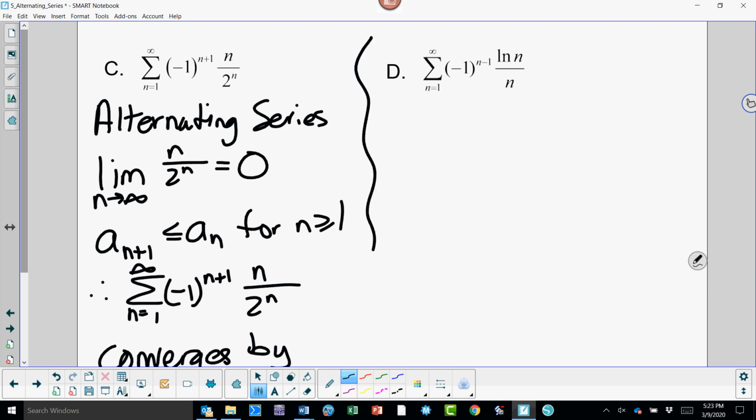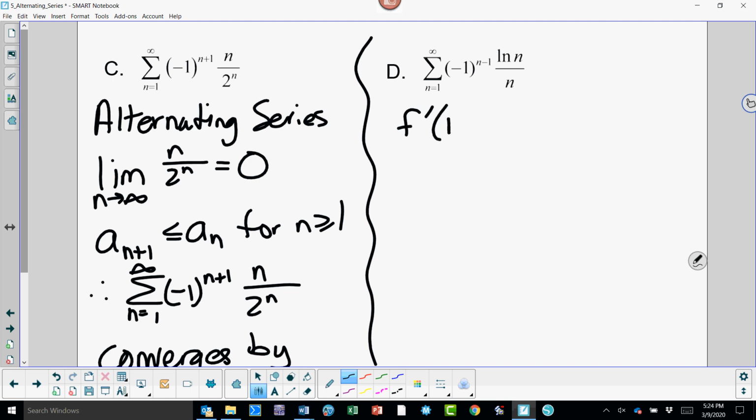Okay, so now let's look at one where it's a little bit harder to prove this is decreasing, okay? Because the other ones were pretty clear. The bottom was way bigger than the top. Well, now both of these grow pretty slow. So even though it's bigger, let's use the derivative to prove that this is decreasing.